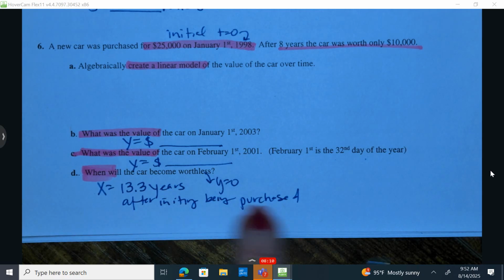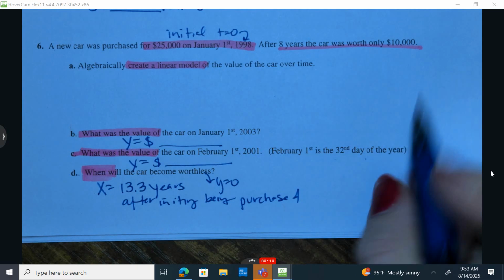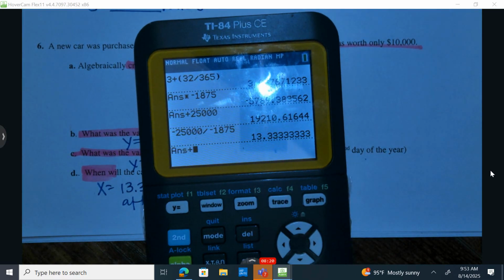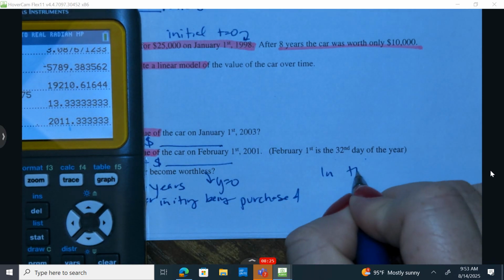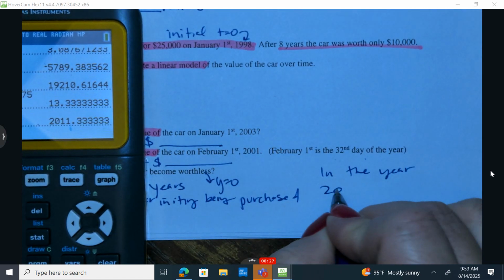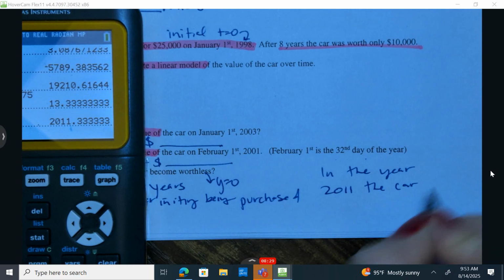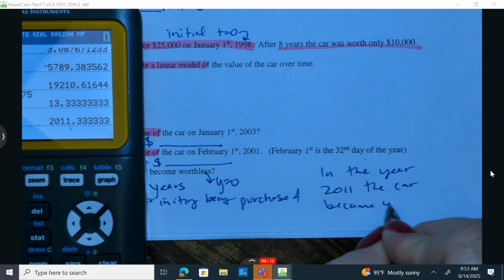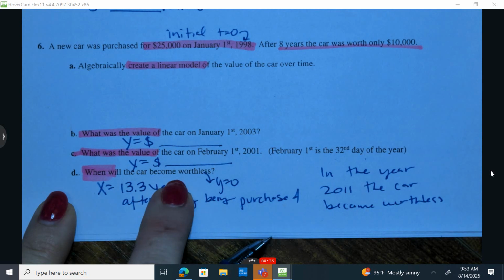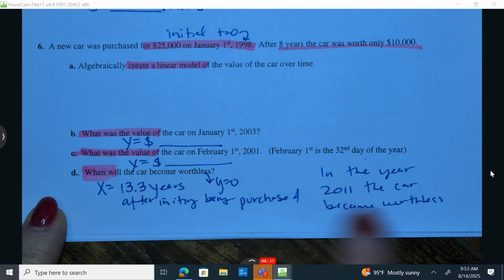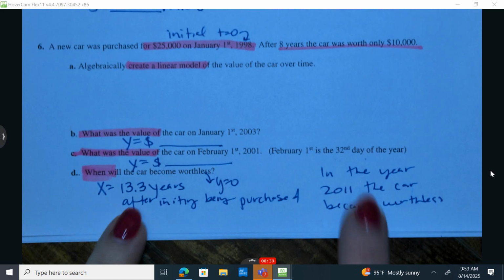So 13.3 years after being purchased, or when was this car new? Look at the problem. When was this car new? 1998. Or you could take this amount, add it to 1998, and you could say, in the year 2011, the car became worthless. I would accept either one of those answers if this was the exact question. Now, if it said in what year, I would need this answer. If it wasn't specific, I'd accept either one.